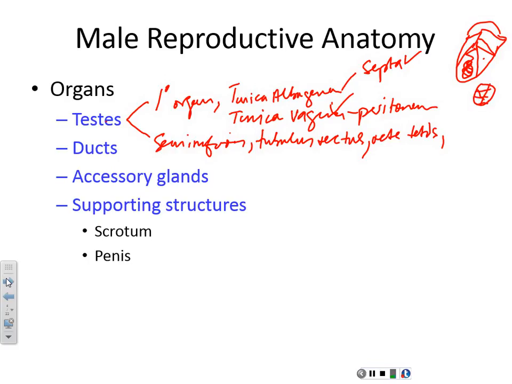And then the rete testis goes into the efferent tubules, right? Efferent tubules, where do they go to? The epididymis, things like that. And you can see this in the pictures. There's a picture in the book that shows the testes. After the epididymis, it goes into the vas deferens, right? We are tracking sperm in this case. The vas deferens leads to the ejaculatory duct right there behind the bladder by the seminal vesicles. Then it will go into the prostatic urethra.